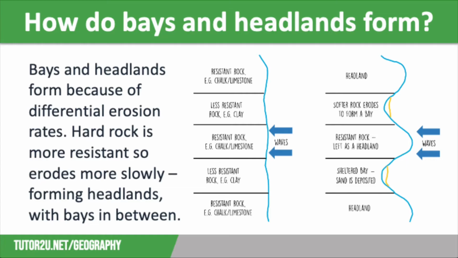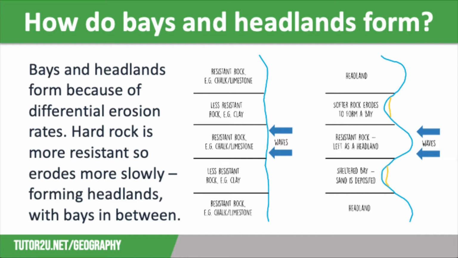Bays and headlands form because of differential erosional rates. Hard rocks such as chalk and limestone are more resistant than soft rocks such as clay and sandstone, so they erode more slowly. This leaves a section of land jutting out to the sea called a headland. The areas where soft rock has eroded away next to the headlands are called bays. Once a pattern of bays and headlands has become established, the processes operating start to change.